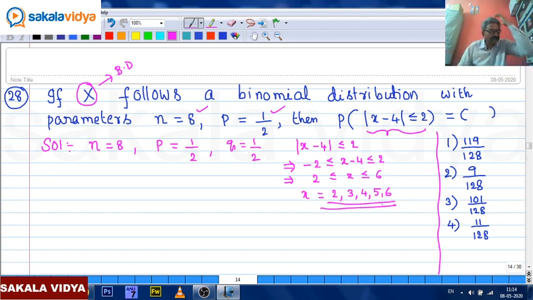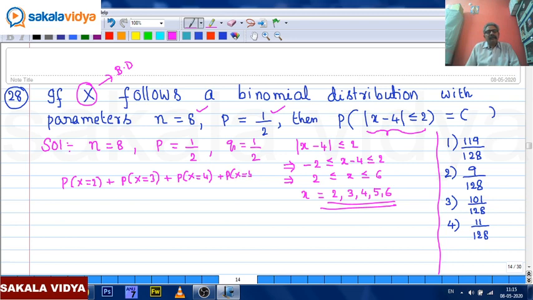So we need to find the probability of x equal to 2 plus the probability of x equal to 3 plus the probability of x equal to 4 plus the probability of x equal to 5 plus the probability of x equal to 6. Or else this can be written like this also: 1 minus the probability of x equal to 0 plus the probability of x equal to 1. This also we can write.